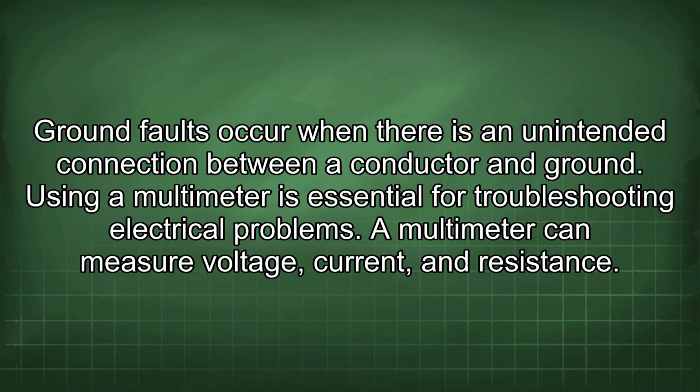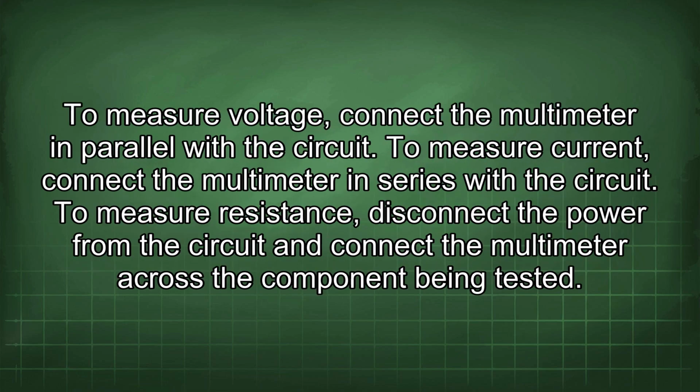Using a multimeter is essential for troubleshooting electrical problems. A multimeter can measure voltage, current, and resistance. To measure voltage, connect the multimeter in parallel with the circuit. To measure current, connect the multimeter in series with the circuit. To measure resistance, disconnect the power from the circuit and connect the multimeter across the component being tested.